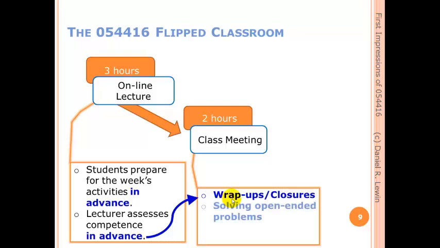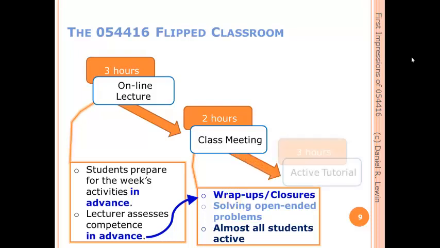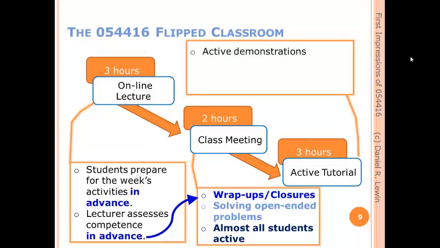This leaves most of the time to creatively explore the week's materials and to solve open-ended problems at exam level with the participation of the entire class. This is a much better use of class time than just lecturing, and it keeps most of the students actively engaged in their learning. The last activity of the week is the active tutorial, which incorporates active demonstrations of problem solving, often not needed since the students already saw that in the class meeting.